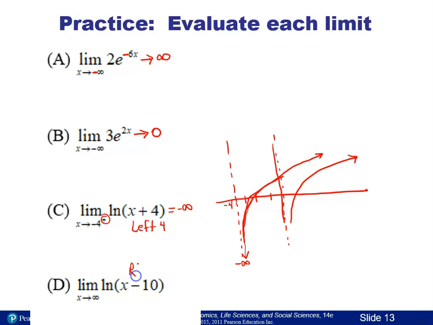This is going to shift our graph to the right 10 units. So where it normally would have been this original graph here, we're going to move everything to the right 10 units. So we're going to be out here at 10 and 11. And we want to know what's happening as x goes to infinity, which means as x is going this direction, so it's going to be going to infinity.